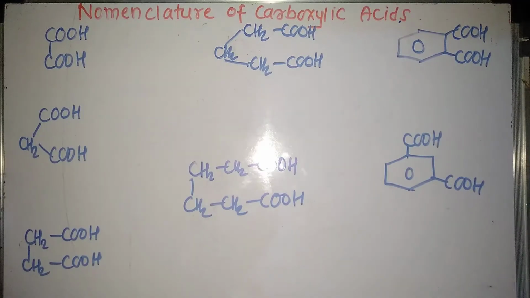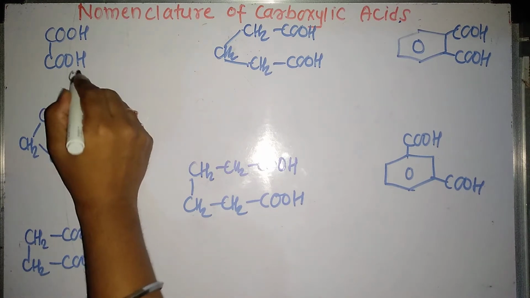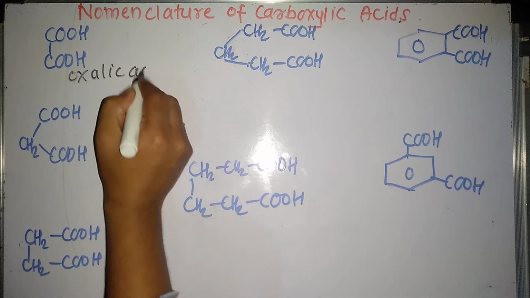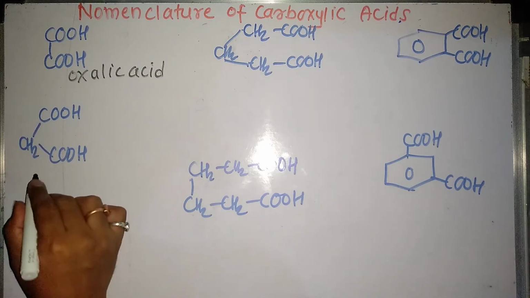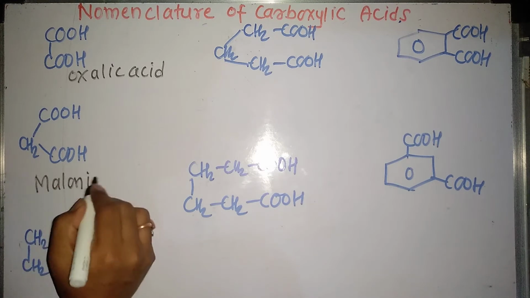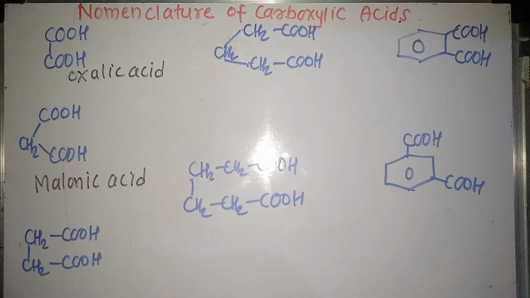acids. Now we'll see the nomenclature of dicarboxylic acid. In the common name system, the first acid, that is COOH-COOH, is called oxalic acid. If we have one CH2 in between two carboxylic groups, then it is called malonic acid. Similarly, if we have two CH2 in between two carboxylic groups, then it is called succinic acid.